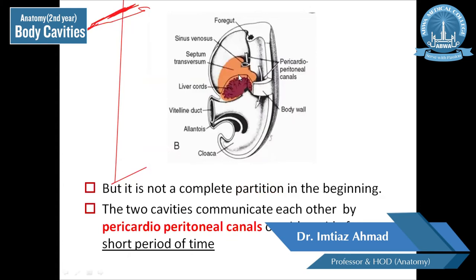But you see over here, this partition is not complete in the beginning. The two cavities communicate by pericardioperitoneal canals on either side. You see over here, this is the lateral abdominal wall. And these two cavities communicate by pericardioperitoneal canals. One on this side, the other on the other side.